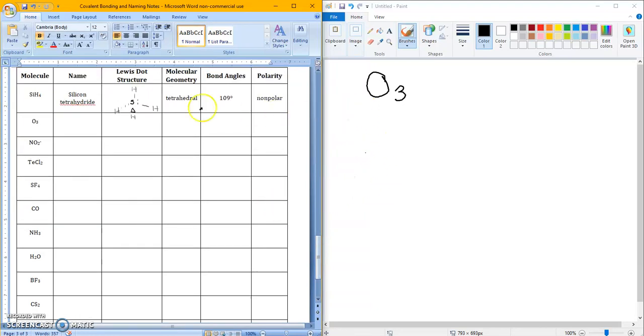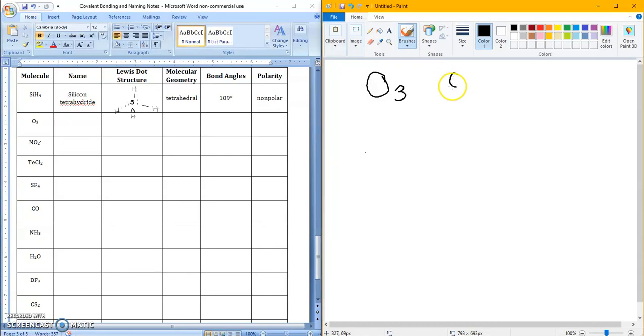Okay? Alright, so the first one is O3. That is also known as ozone. If I wanted to name it, there are 3 of them, so that would be trioxide, but its common name is ozone. Lewis dot structure, here we go. So I follow the same 4 rules I do for every single molecule. They are all the same. Nobody's special, except for hydrogen, of course.